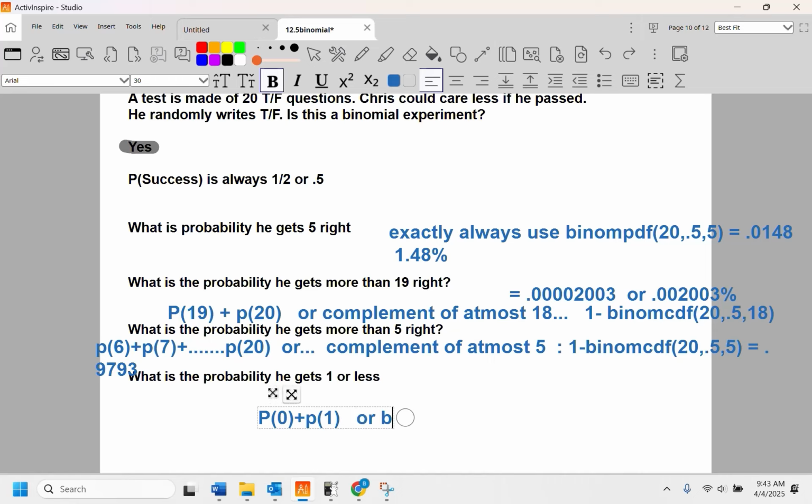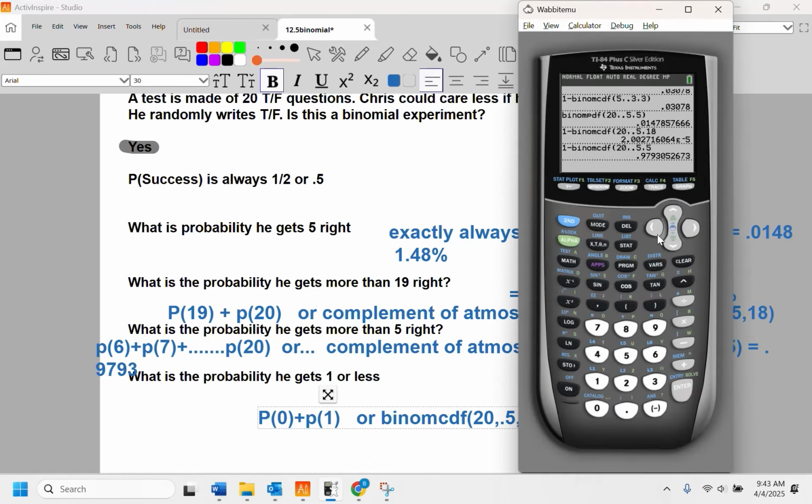Or you can just use the binom CDF. We have 20 trials, 0.5, and we're only going to get 1 or fewer correct, which is the easiest way to do this thing. If you can understand complements and the usefulness of binom CDF, and I actually don't need the 1 minus, I just need binom CDF. I don't need the complement idea. I just need straight up binom CDF. There you go. Teeny tiny thing, same as we had earlier.